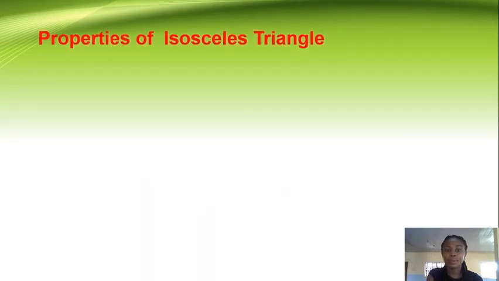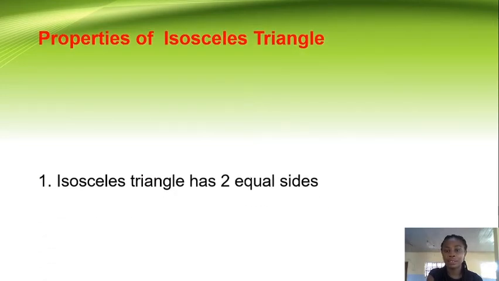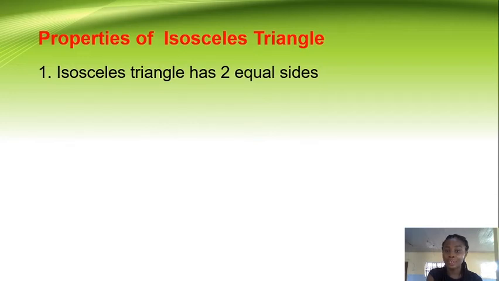Next one, properties of isosceles triangle. An isosceles triangle has two equal sides. It means two sides are equal, one is different. Every triangle has three sides, but for isosceles triangles, two sides are equal, one side is different.